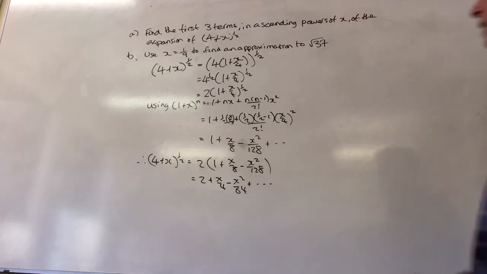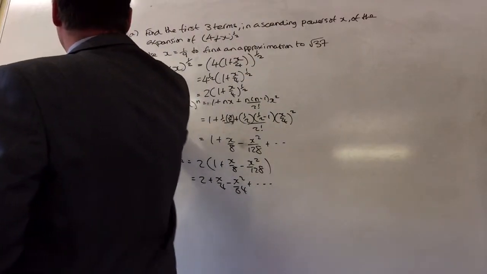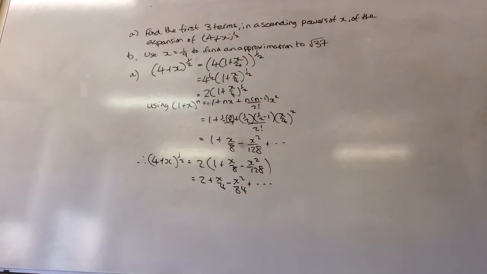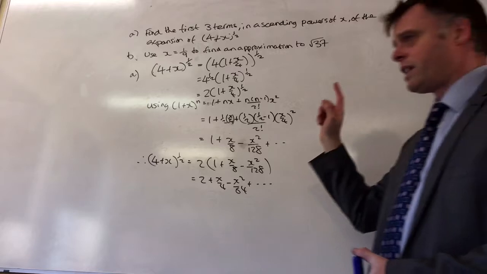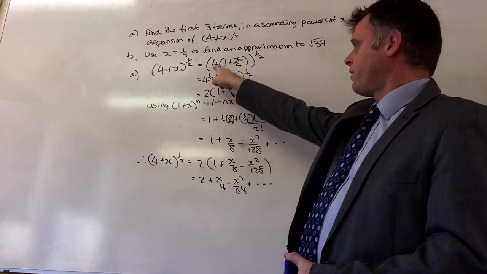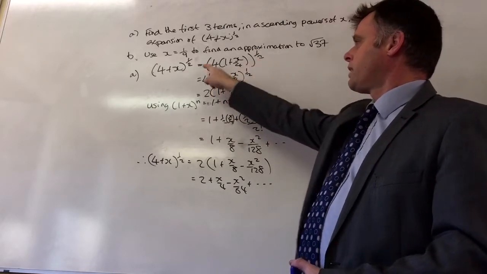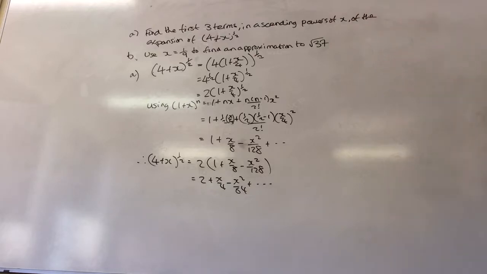So that effectively is part A. Slightly more complicated because of the fact that we need to take that factor out. And again, just to reiterate, don't forget that whatever the factor is, you need to put that to the power of the expansion as well.